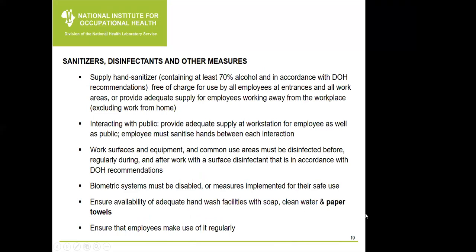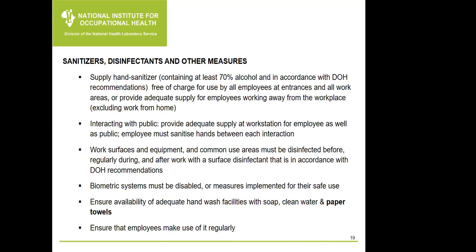With regard to the sanitizers, disinfectants, and other measures, nothing has changed there. The employer needs to supply hand sanitizer to employees at their workplace, also at the entrances to the building. And if someone is not working at the specific office area, and maybe traveling to clients or workplaces, that employee needs to be supplied with an adequate supply. This does not apply to working from home. That's if someone goes from an office to different sites or whatever the case may be.